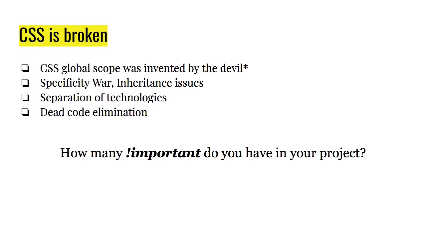So CSS is broken and everyone knows it, right? By default, CSS uses global scope. Global scope is a no-no in JavaScript, and we all know about this. And why are we still using it in CSS? Because of that global scope, we face specificity war issues, inheritance issues, and separation of technologies. By that I mean that in component-based architecture, we have only one JS file. So there is your JS, and if your CSS is always there, then you can look at one component and decide what is happening here, right?